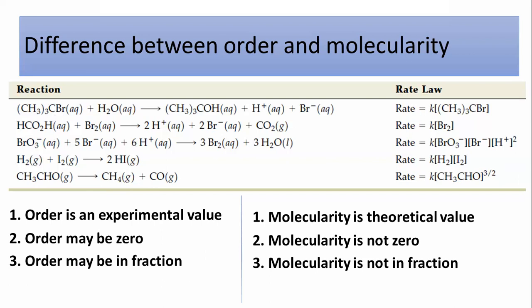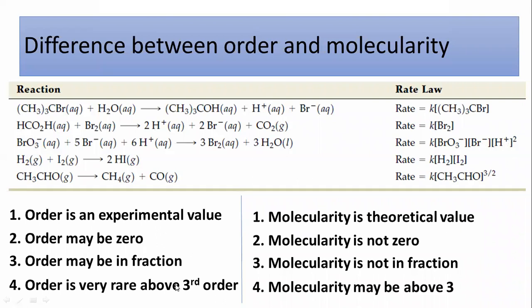The fourth and the last point is that the order is very rare above third order. Usually it is very difficult to have more than third order, although over here it is 2 plus 1 plus 1, that is 4. But in the majority of cases you will find the order is below 3 or equal to 3. It is very rare to have an order more than 3. But molecularity may be above 3. This is a common practice.